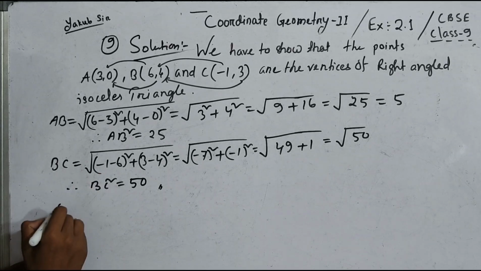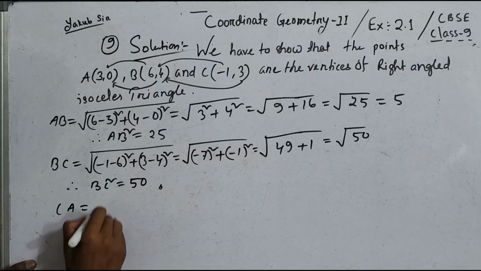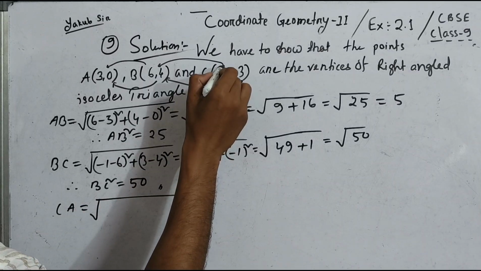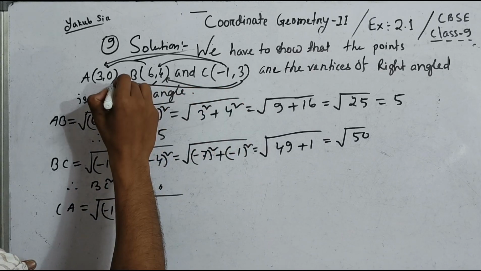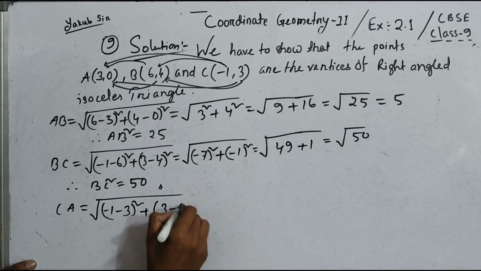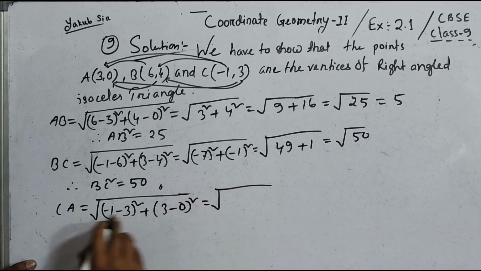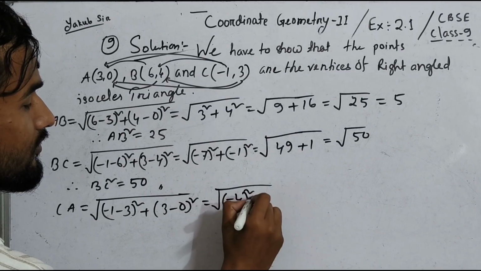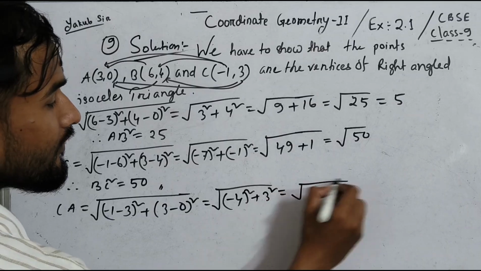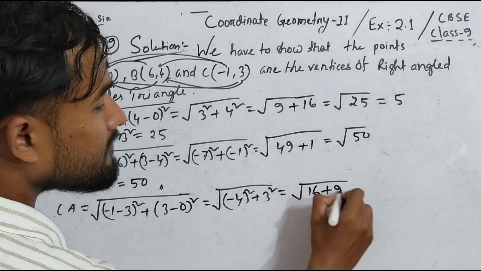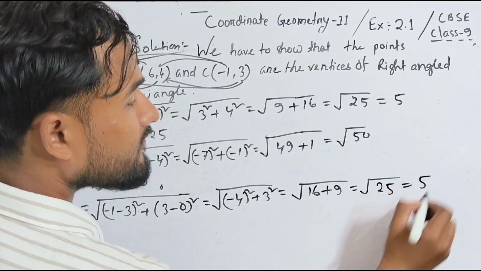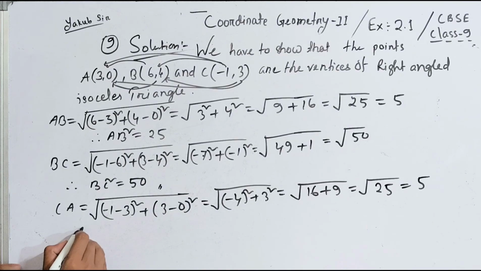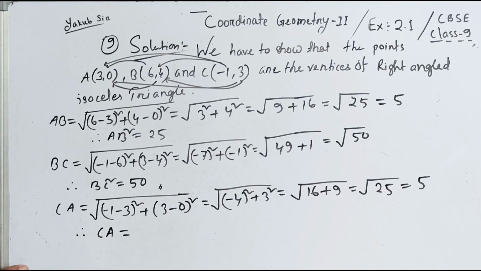Again we shall find CA or AC using the distance formula. x2 minus x1: (-1 minus 3) whole square, plus y2 minus y1: (3 minus 0) whole square. Minus 1 minus 3 is minus 4 whole square, and 3 minus 0 is 3 square. Minus square will be plus, 16 plus 9 will be 25, and it will be 5. Therefore CA square is 25.